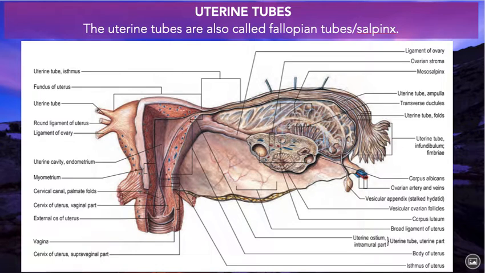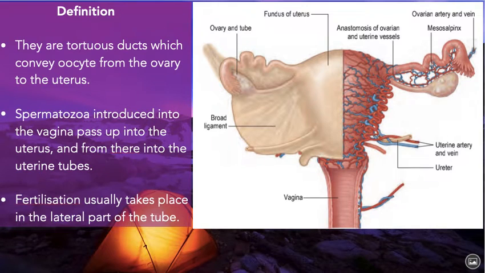Good morning. Today we shall discuss the uterine tubes. They are also called the fallopian tubes or the salpinges. Now, they are tortuous ducts which convey the oocyte from the ovary to the uterus. The spermatozoa introduced into the vagina pass up the uterus and from there into the uterine tube. Fertilization takes place in the lateral part of the uterine tube.